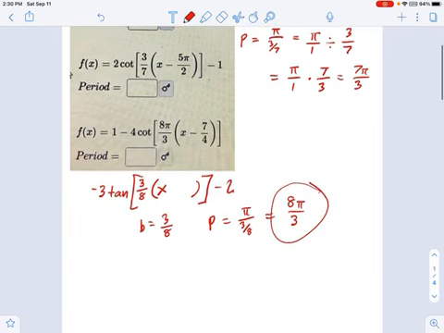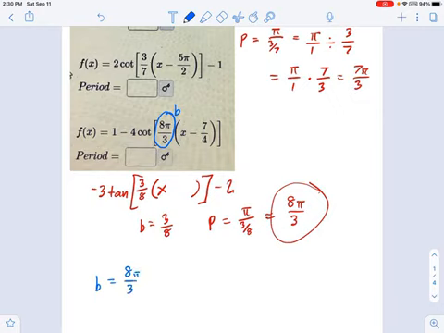Now, one more example. Let me switch color. This is getting a little confusing. How do we do this one? Right here. That's b, 8 pi over 3. And some people get confused when they see a pi there. But don't worry about it. It has no effect. That's important.